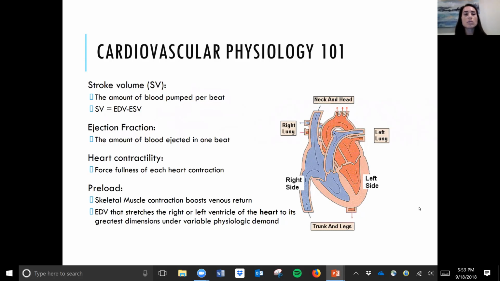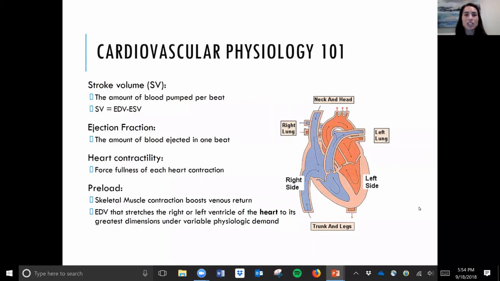Stroke volume is equal to your end diastolic volume minus your end systolic volume. Your end diastolic volume is usually about 120 milliliters of blood, and your end systolic volume is usually about 50 milliliters of blood. If you take end diastolic volume minus end systolic volume, 120 minus 50 milliliters, you're going to get about 70 milliliters. That's your stroke volume. Okay, and that's just in general, right?